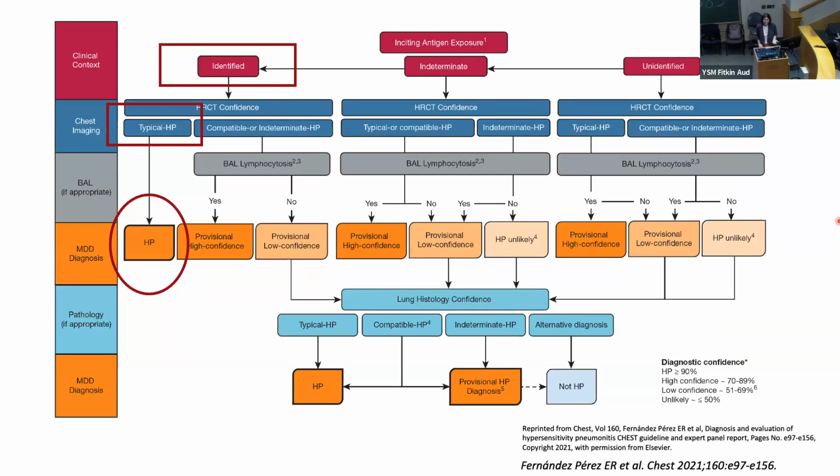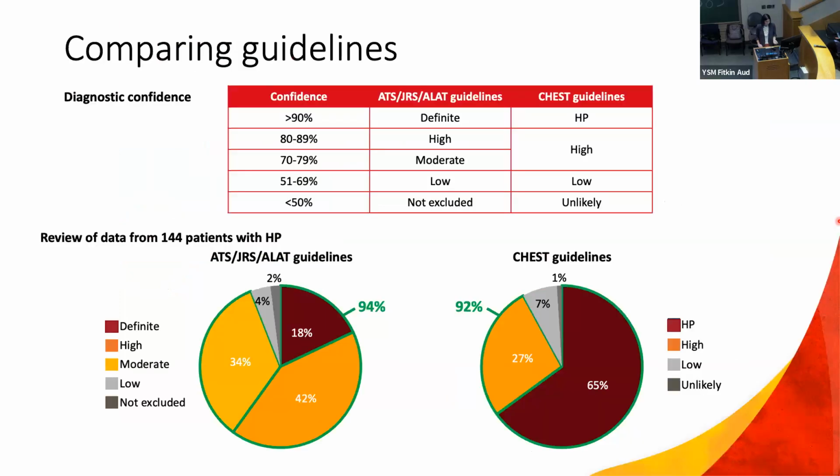Whereas in the CHEST guideline, if you have an identified exposure, if they have a house full of parrots and they have a typical HRCT, that is HP. You don't have to do a bronchoscopy, and they should be reviewed at the multidisciplinary discussion. You don't have to do a BAL. You don't have to send serum immunoglobulins. You don't have to do a lung biopsy. I think this makes a little bit more sense.